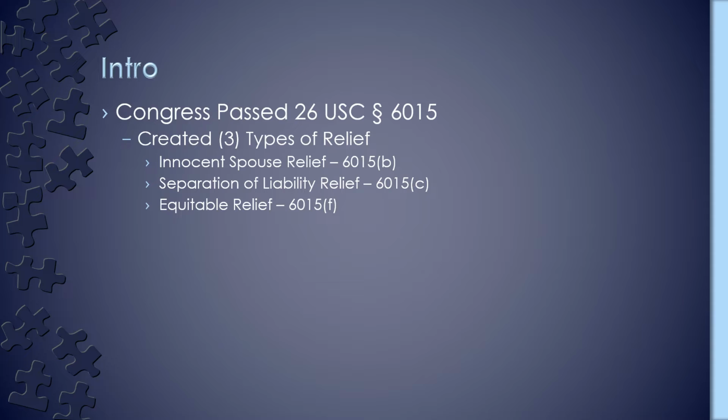That is your traditional request for relief. Then we have separation of liability and equitable relief. Typically, you're going to go either for innocent spouse or separation of liability relief, and if that doesn't work, you can then seek relief under equitable relief.